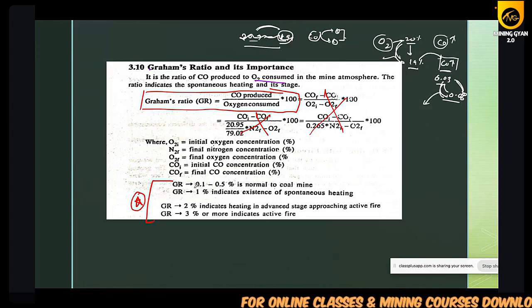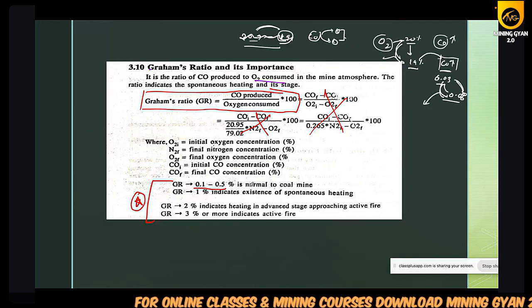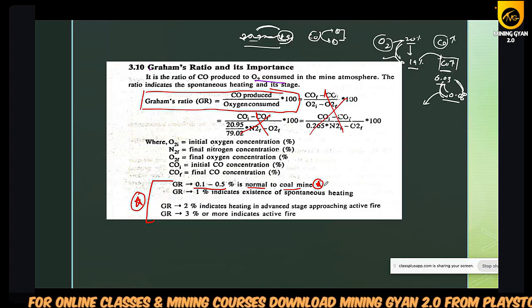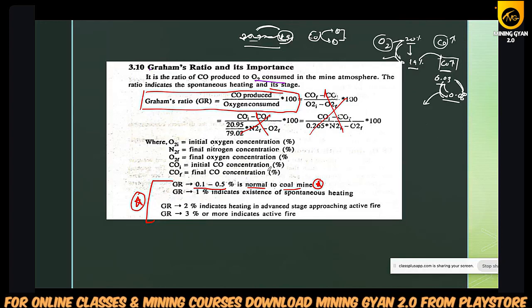So if the Graham ratio percentage is 0.1 to 0.5, then it is normal for the coal mines, right? This much is always there. So the Graham ratio is between the 0.1 to 0.5 range. That means it is normal for us.